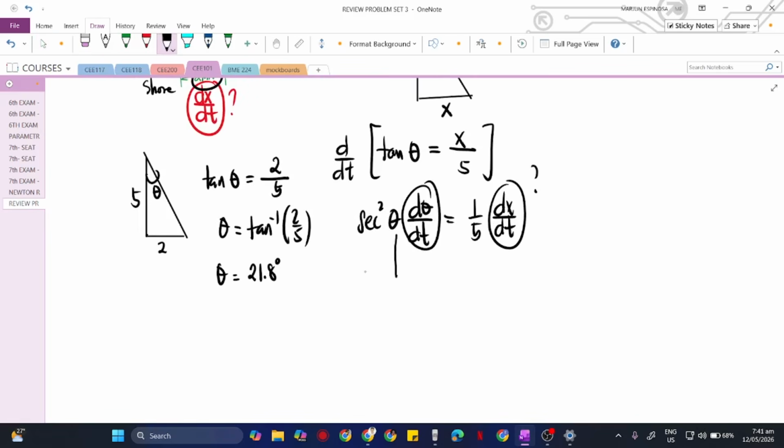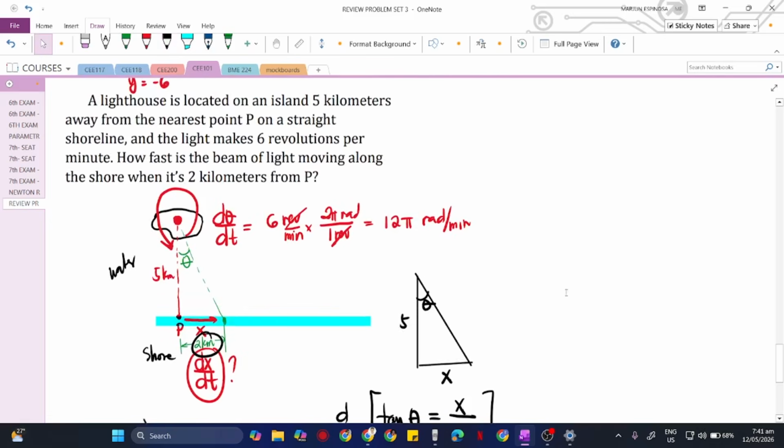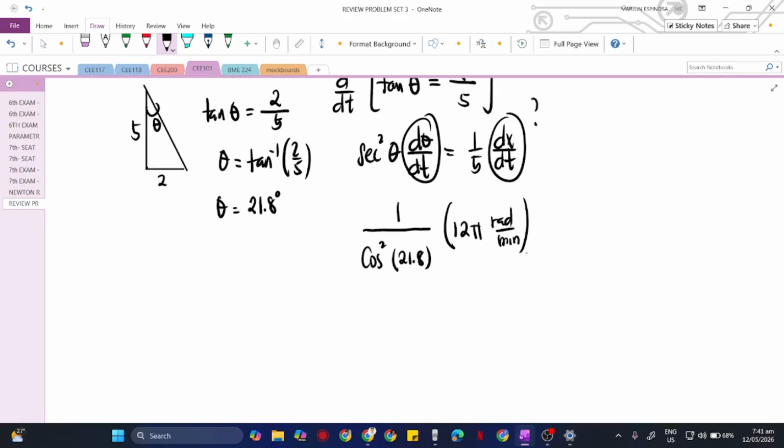So, we will use this value here. Secant squared theta is the same as 1 over cosine squared theta, and our theta is 21.8. The d theta over dt is the 12 pi radians per minute that we got earlier. Then we cross-multiply the 1/5, which becomes 5. On the right-hand side, we have dx over dt, which is our question.